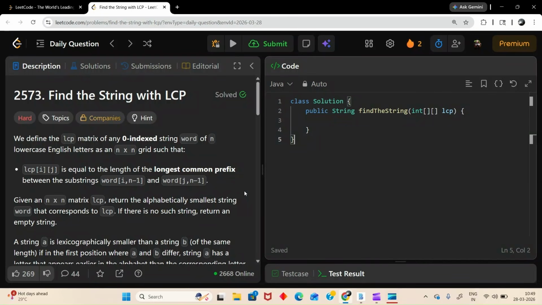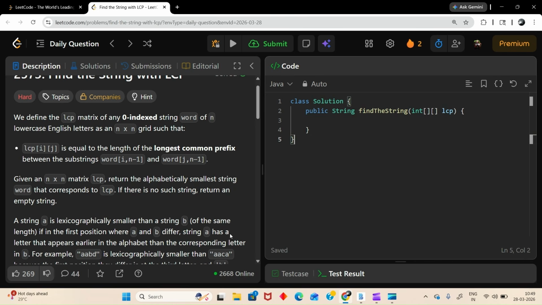Hey everyone, let's start solving today's Leetcode daily challenge question. So the question is find the string with LCP. It is a hard level question, but if you keep watching this video, you will find it very easy to solve. I'll explain in a very simple way.